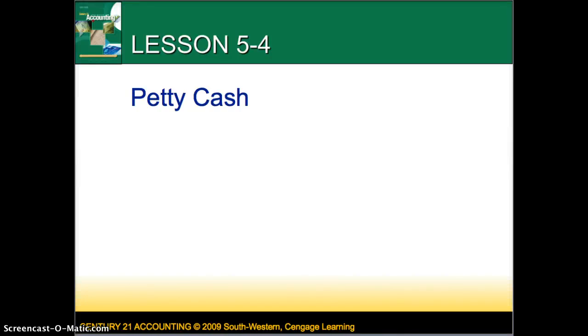This is lecture 5, Petty Cash. This is found on page 134 of your book. An amount of cash kept on hand and used for making small payments is called petty cash. A business usually has some small payments for which writing a check is not time or cost effective.